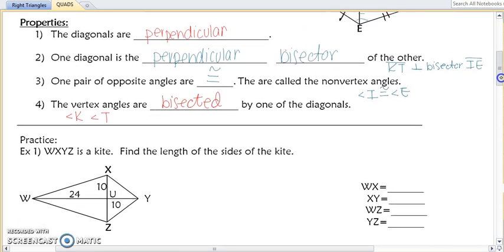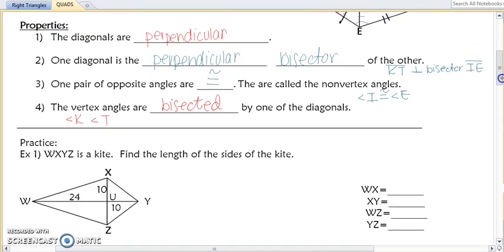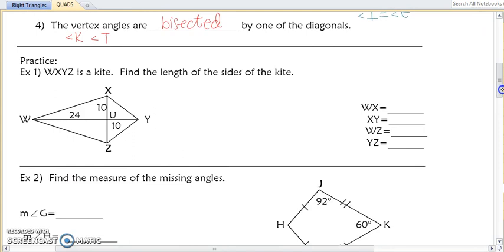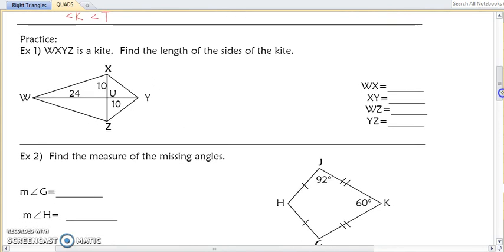Okay, let's give this practice a shot using these properties. Here we're given that WXYZ is a kite. We want to find the lengths of the sides. In this case, we can conclude that WY is the perpendicular bisector. So, therefore, this is congruent to this. So that will have also a measure.